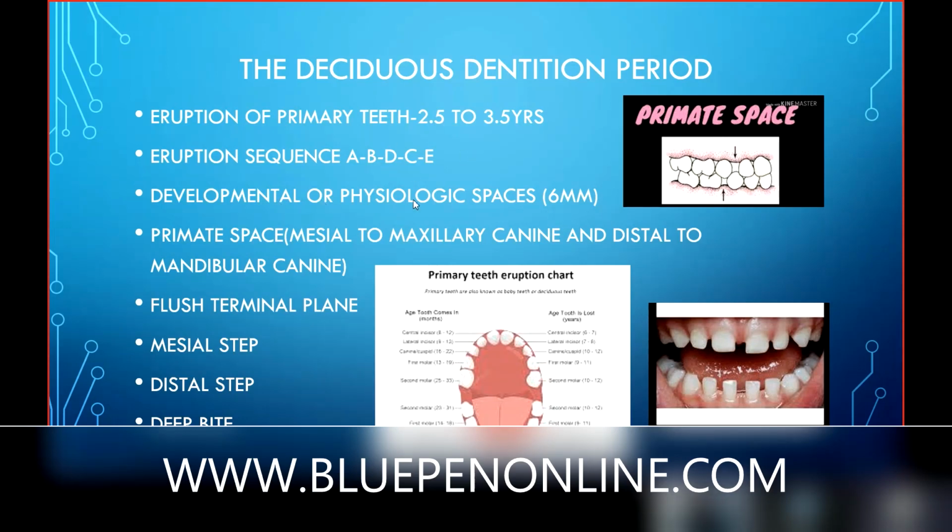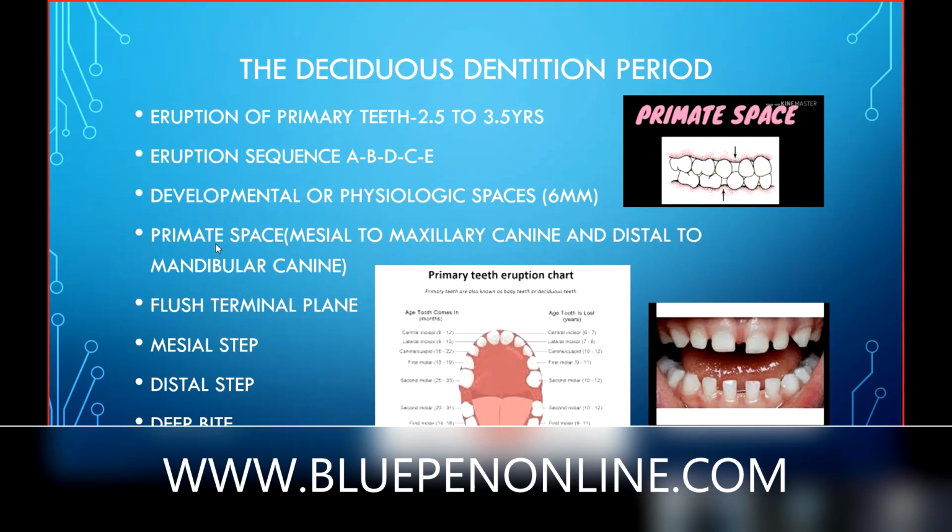Development of physiologic spaces. These are the natural spaces which are present between the primary teeth. Why these spaces are present is, primary teeth are small in size and permanent teeth are bigger in size. To accommodate the bigger permanent teeth, the deciduous teeth are always spaced, which is the physiologic and natural space. So this is not some deformity.